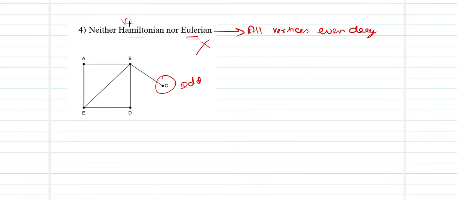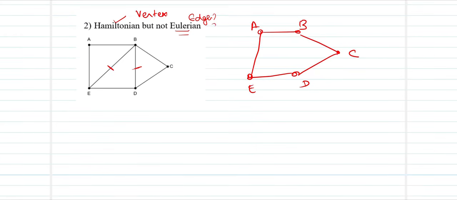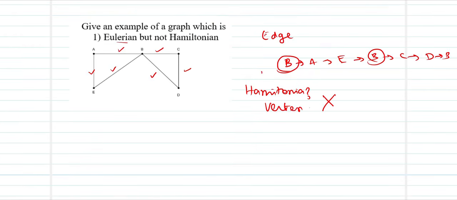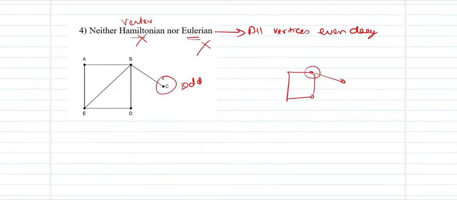Hamiltonian means every vertex must be covered exactly once. But is it possible to reach your C without crossing the point B twice? No, that doesn't happen over here. So this means that this graph is not Hamiltonian in nature too. So this graph is neither Eulerian nor Hamiltonian, giving us the various combinations in which we can have graphs seen from example number 1 to example number 4.